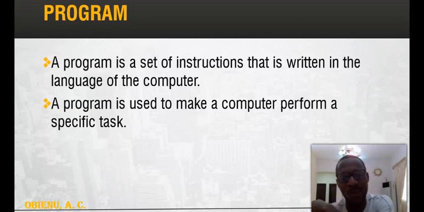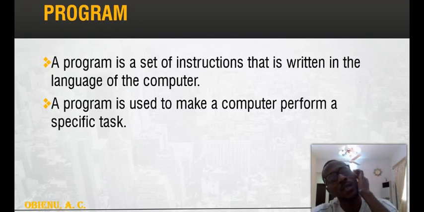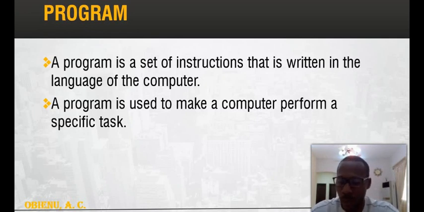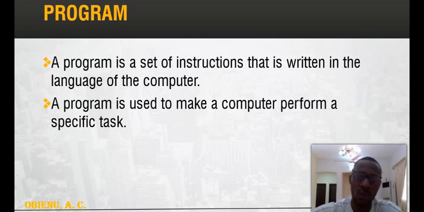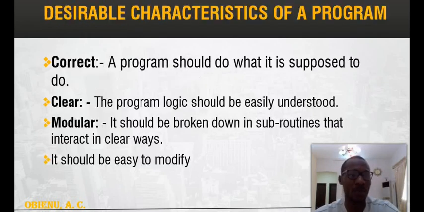And the most important thing a program does is that it instructs the computer system on what to do. The computer cannot act by itself, just like a body without a spirit cannot act or cannot move or cannot be useful. Likewise, a computer system without the software component, which is the program, cannot make decisions on its own. So a program is used to instruct the computer to perform a particular task.